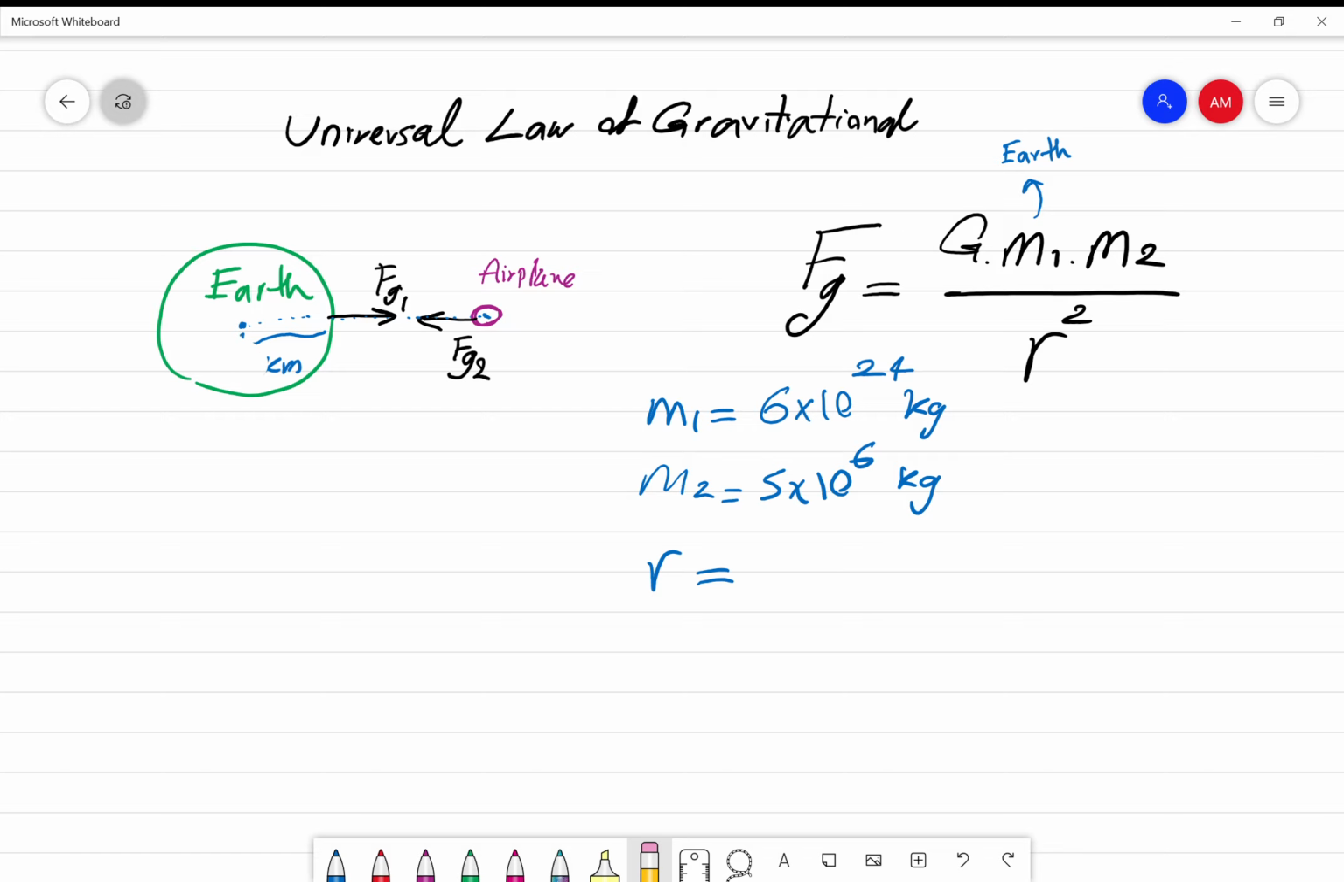Yeah, but roughly we can say it's equal to 6,000 kilometers. Okay. So now we need a distance from here to here too. So how much do you think that distance is?